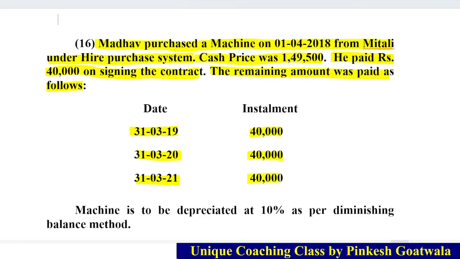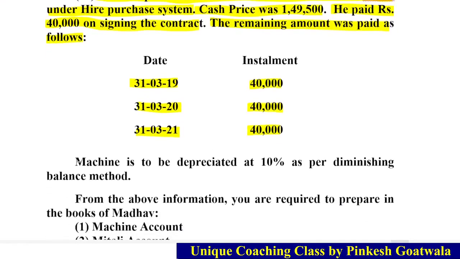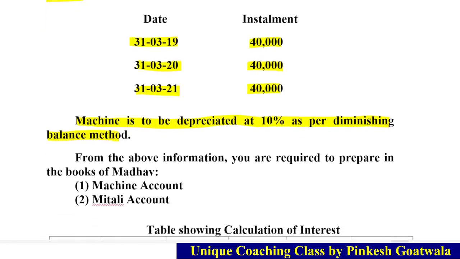No installment has a question mark; all installments are available. Then the machine is to be depreciated at 10% as per diminishing balance method. Rate of depreciation is also available. So indirectly you can see it is the kind of sum like when we started the chapter, everything is readymade. From the above information you are required to prepare, in the books of Madhav, Machine and Mitali accounts.